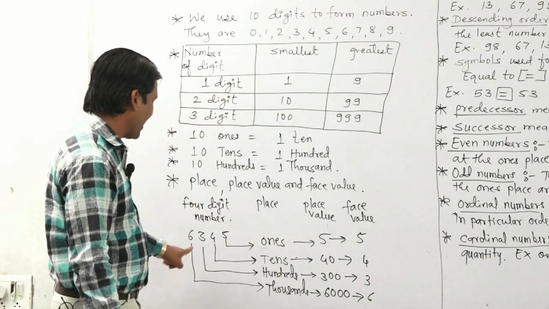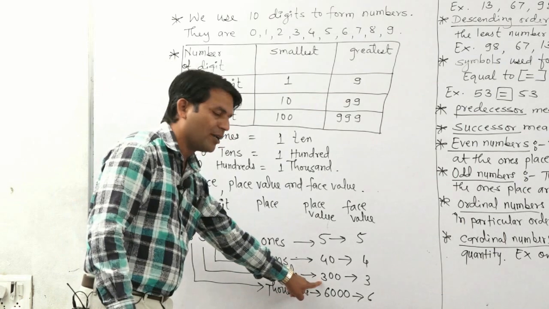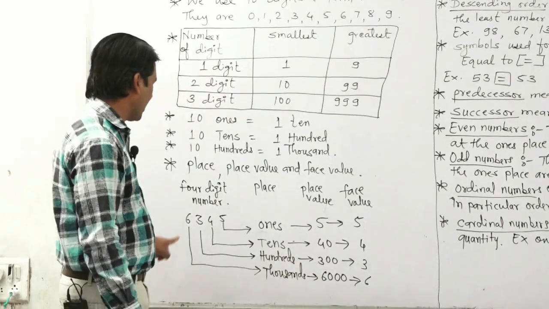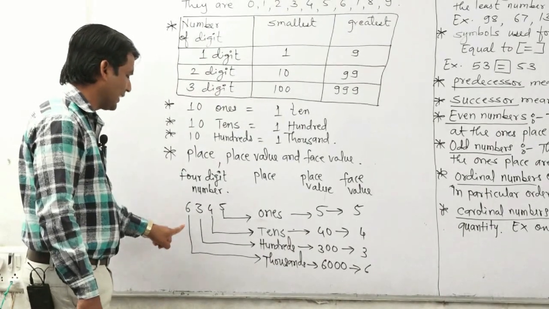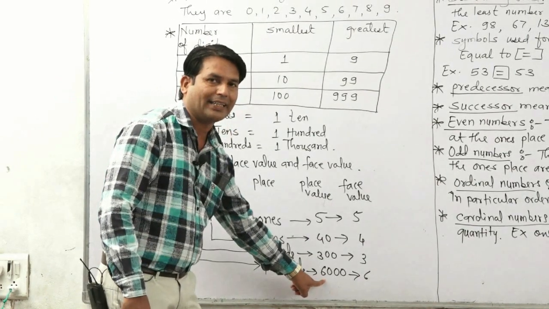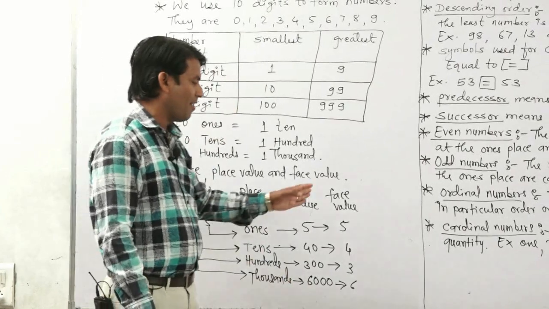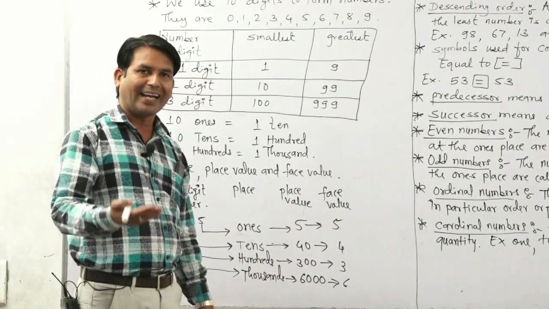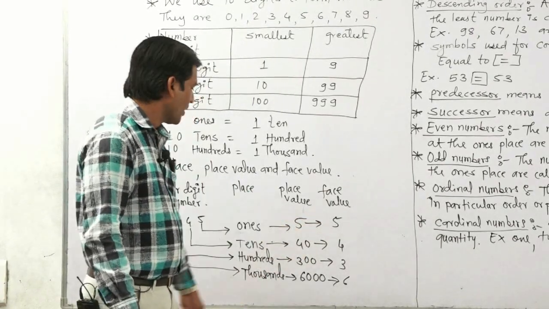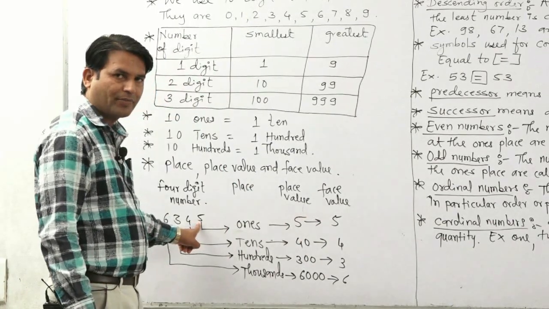Okay? After that, the place value of 3 in the given number is what? 300 because it is at the hundreds place. Okay? And last one, the place value of 6 in the given number is what? 6000 because it is at the thousands place. Okay? And then what is meant by face value? The number itself is known as what? Face value. Okay? 5 is the face value of 5.